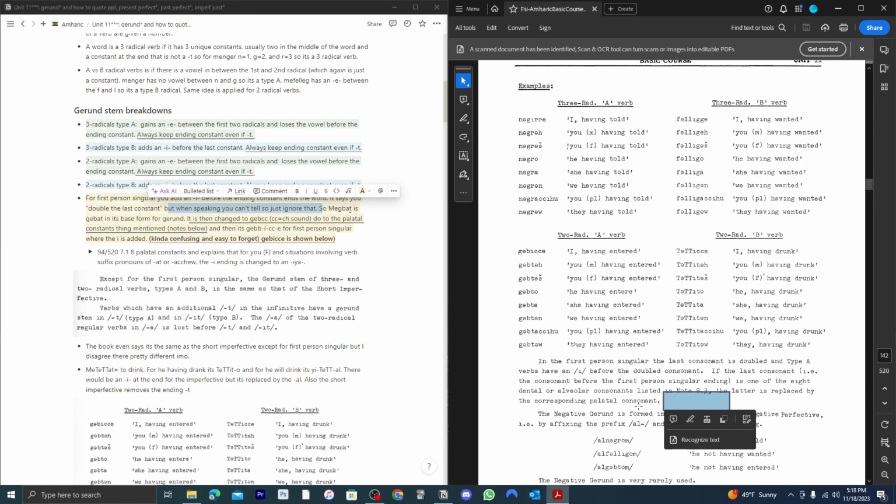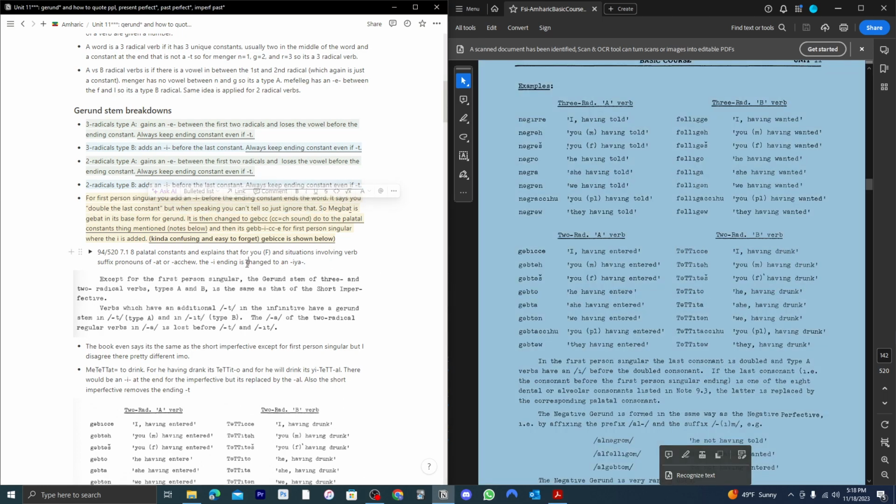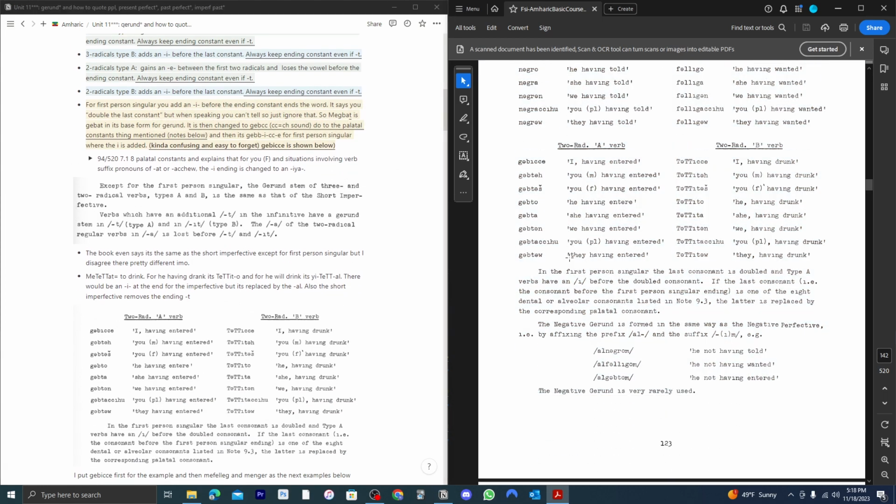The letters are replaced by the corresponding palatal consonant. Yeah, so T becomes CH. The CC is meant to be a CH. So Gevich A, I having entered. Metet ends with a T. So for the first person singular, it's Detich A. So I having drunk.